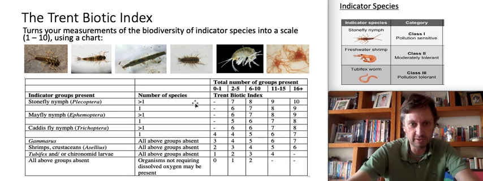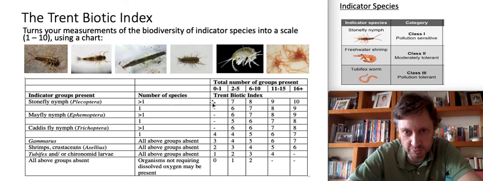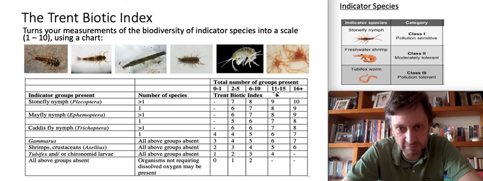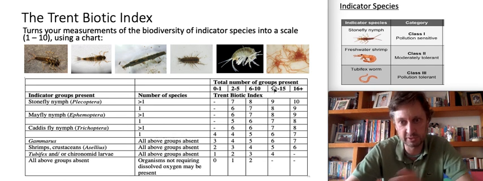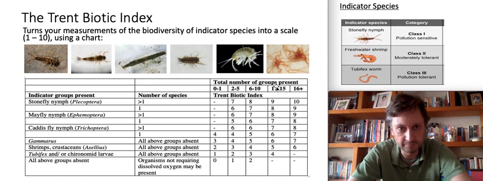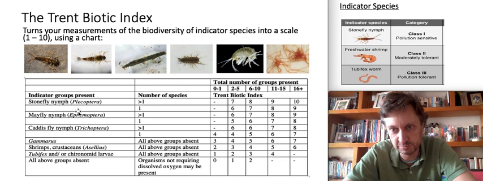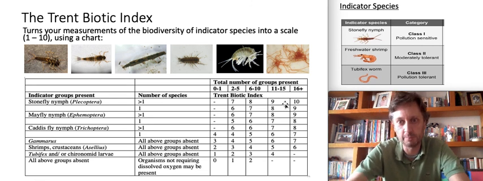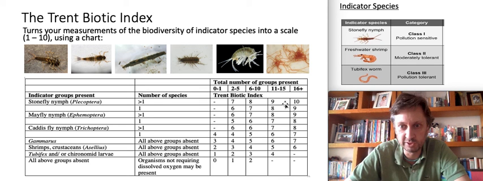You identify your top species, and you identify how many groups in total you've identified. So, for example, if you identified 11 of these groups present, that would be very, very diverse, so you'd expect a high biotic index. And your highest species on the list is stoneflies. That river that you've just sampled, you would give it a biotic index of 9, which is very, very clean. So that's the way it works. That's how you use a biotic index.